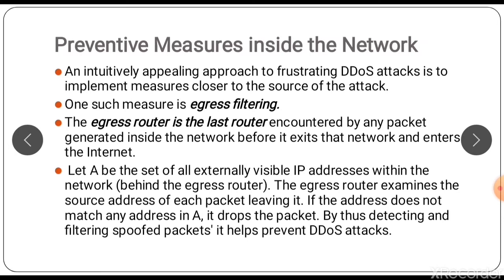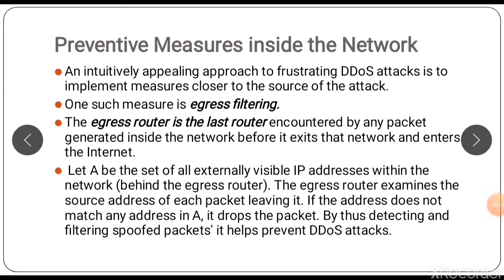The next is about preventive measures inside the network. One of the approaches to frustrating a distributed DoS attack is to implement measures close to the source of the attack. One such measure is egress filtering. Most distributed DoS attack packets use spoofed IP addresses. The egress router is the last router encountered by any packet generated inside the network before it exits that network.